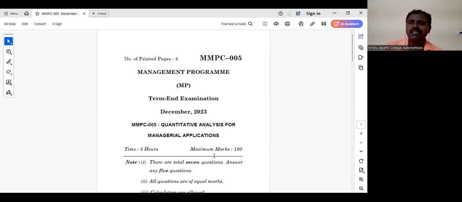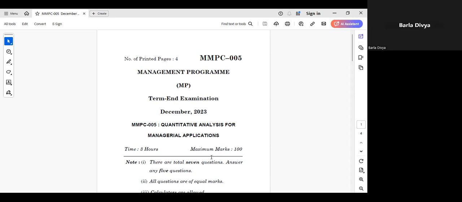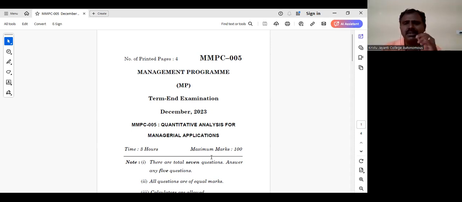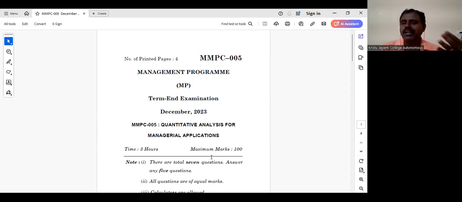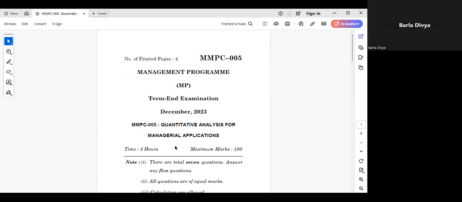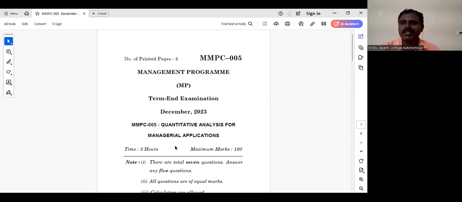Is there any limit to write the answers, like 2 pages for 20 marks? For this subject, for problems, you can solve it within one page only, not more than that. But for theory, you can extend. You can write 4 or 5 pages, as much as possible. For 20 marks, at least try to write 4 pages.